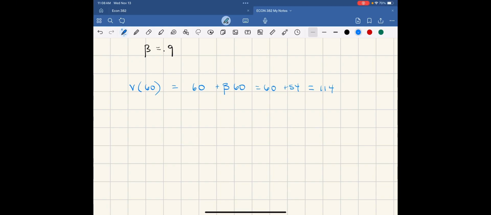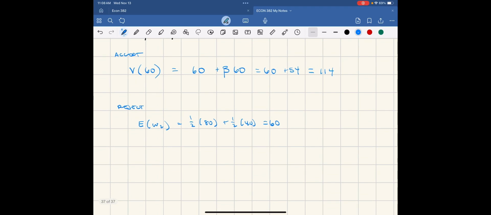Now, what if they reject? So this is if they accept. What if they reject the offer? Then we would want to first calculate what is the expected value of wage in time period 2. So it's 1/2 times 80 plus 1/2 times 40. We would expect to get an offer of $60.